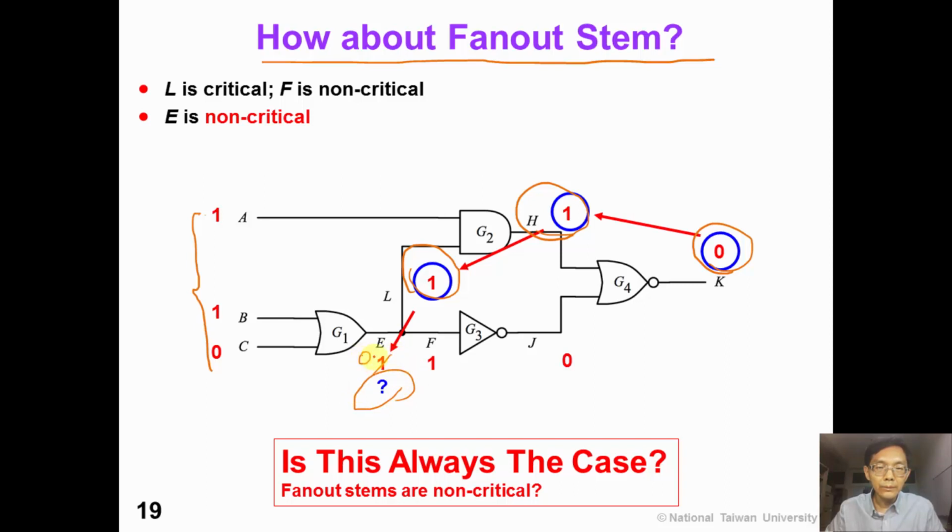Suppose we flip the value of E to 0, and this would be flipped, this would be flipped, this would be flipped. J is also flipped. So we can see that K is not changed. So we know that E is actually non-critical. So is this always the case? I mean, are fanout stems always non-critical? Can we prove that?